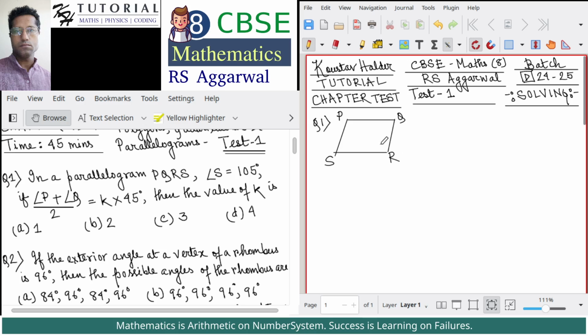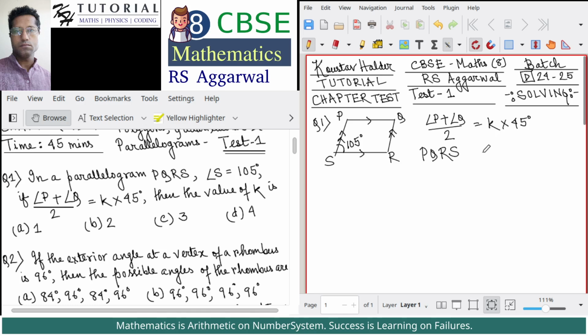So let's say this is the parallelogram PQRS, and it is given that angle S is 105 degrees. Also, it is given that (angle P plus angle Q) divided by 2 is equal to K, which must be some constant, multiplied by 45 degrees. We have to find K. What is the value of K? PQRS is a parallelogram.